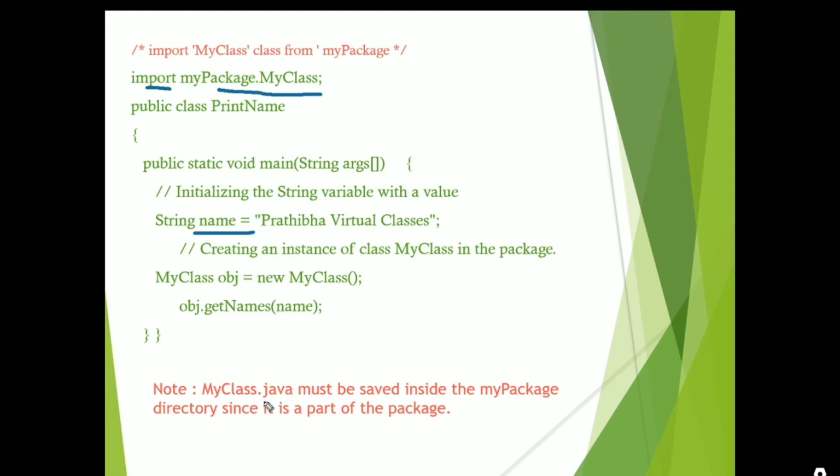Here MyClass.java must be saved in the mypackage directory, because MyClass is a file inside mypackage. MyClass.java must be saved inside the mypackage directory since it is part of the package. So we need to observe that MyClass.java must be included in the mypackage directory.